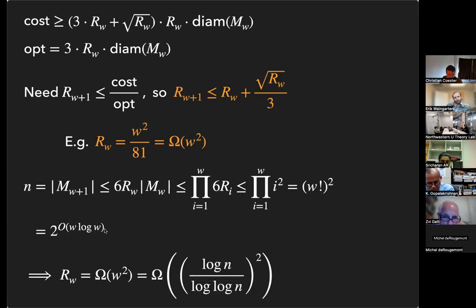And therefore, in other words, RW is, well, we said it's W squared. So as a function of N, it would be log N over log log N squared. So that's basically the whole proof of almost our main bound. We're just losing this log. Okay. Any questions?